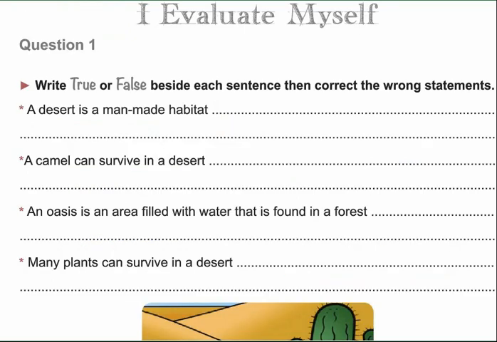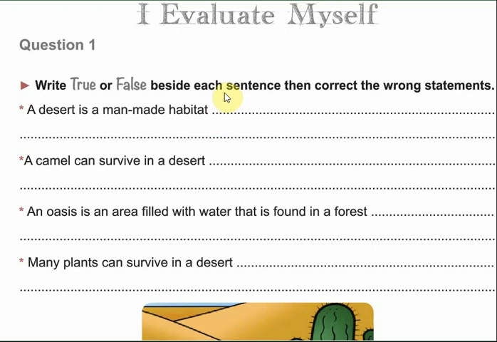Finally, my heroes, I want you to solve questions 1 and 2, page 50 in your books. In question 1, you are going to write true or false beside each sentence, then correct the wrong statements. A desert is a man-made habitat. Let's solve this sentence together. Is it true or false? A desert is a man-made habitat.